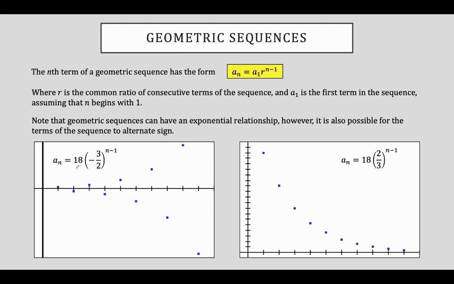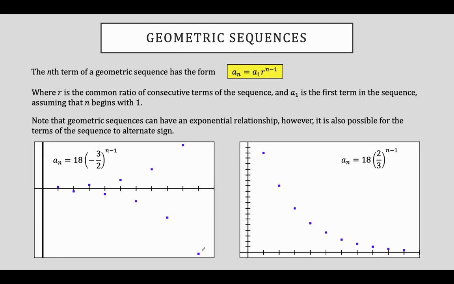a subscript n equals 18 times negative 3 halves raised to the n minus 1. Notice in this case that the common ratio r is negative. And anytime the common ratio is negative, the terms of your sequence will alternate sign. Notice that the outputs change from positive to negative, positive to negative, positive to negative.